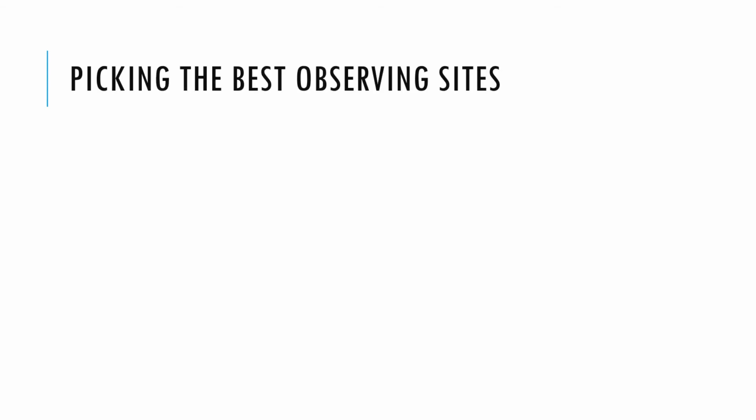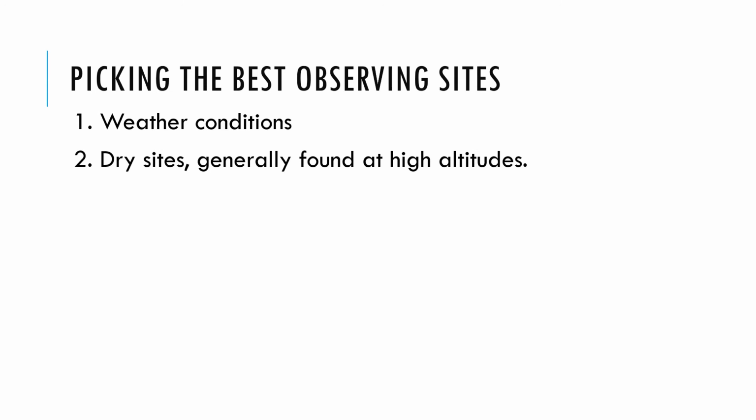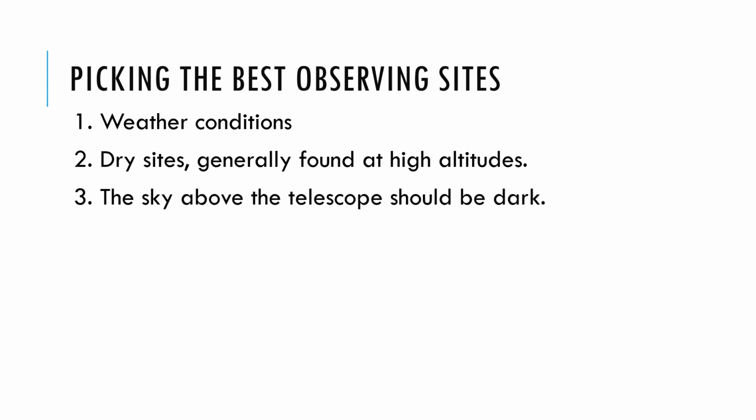The performance of a telescope is determined not only by the size of its mirror, but also by its location. Here we will discuss the factors in picking the best observing sites. Earth's atmosphere, so vital to life, presents challenges for the observational astronomer. In at least 4 ways, our air imposes limitations on the usefulness of telescopes. 1. Weather conditions. 2. Dry sites, generally found at high altitudes. 3. The sky above the telescope should be dark. And 4. The air is often unsteady. The best observatory sites are therefore high, dark, and dry.